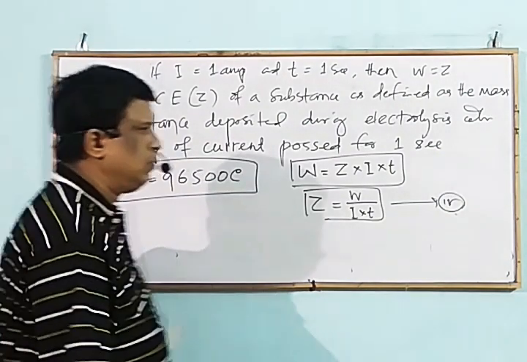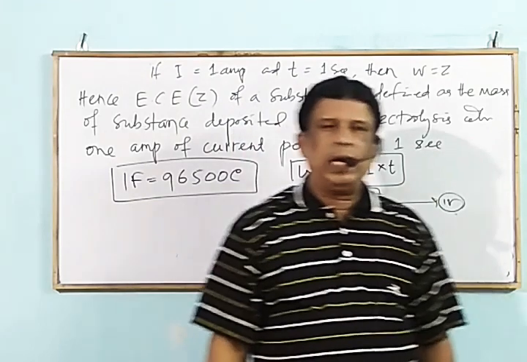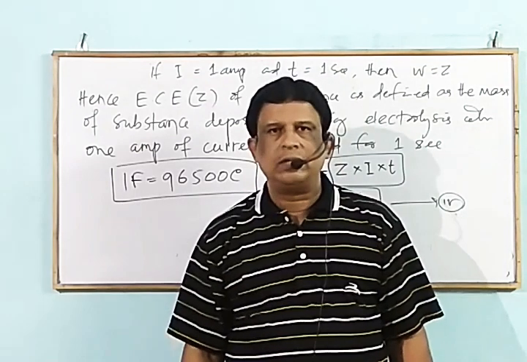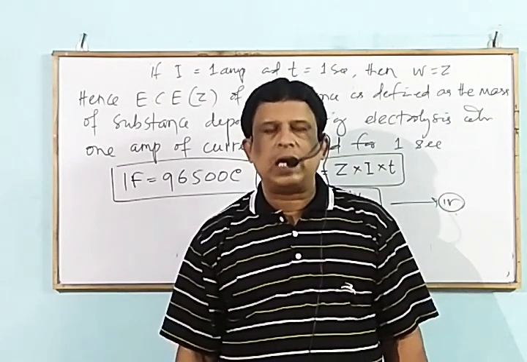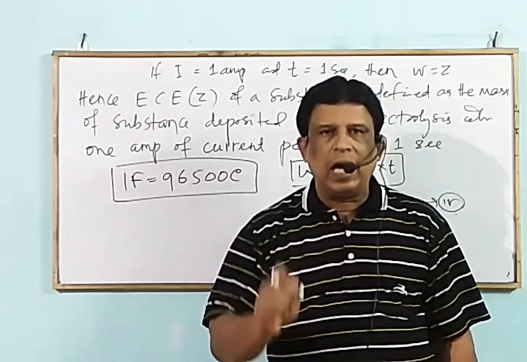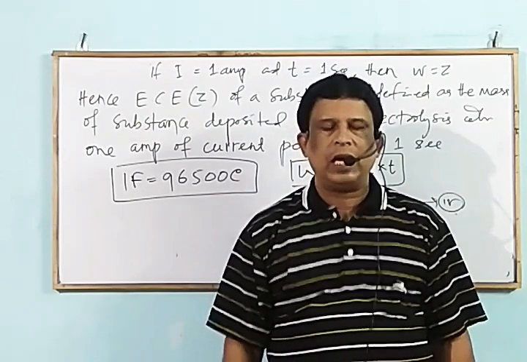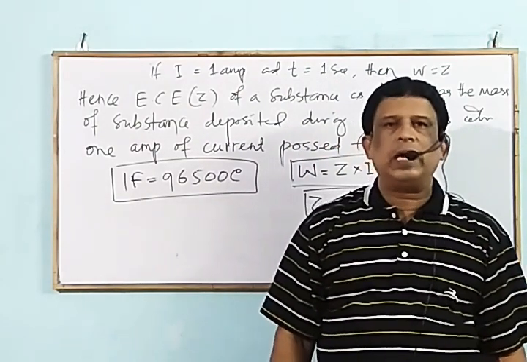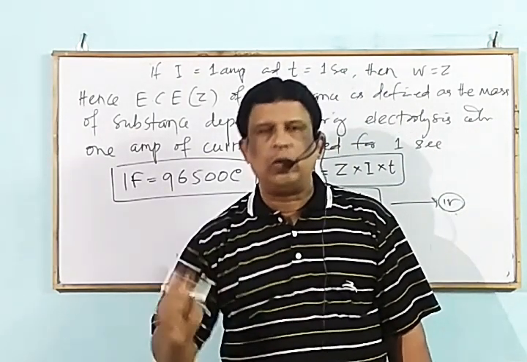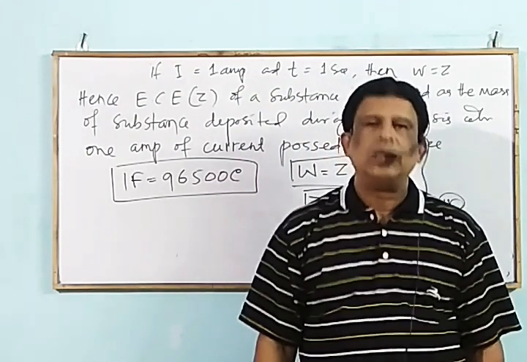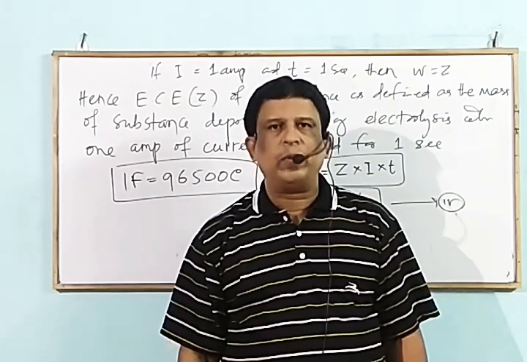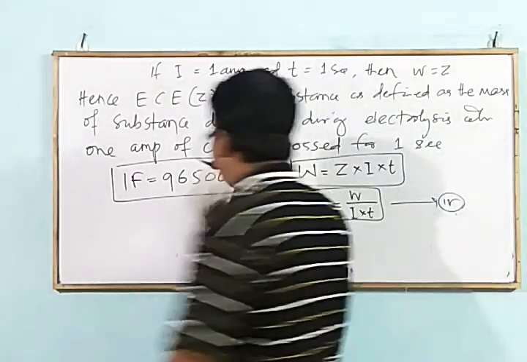It has been observed that by the passage of 1 Faraday of electricity, the amount of substance deposited is equivalent to 1 gram equivalent. I repeat again: by the passage of 1 Faraday, that is 96500 coulomb quantity of electricity, the amount of substance deposited is equal to 1 gram equivalent. Mark that.